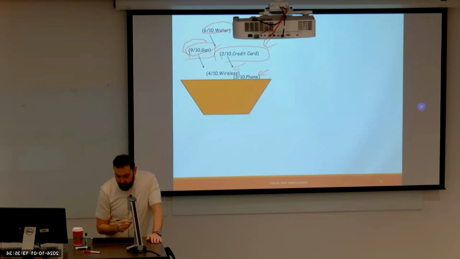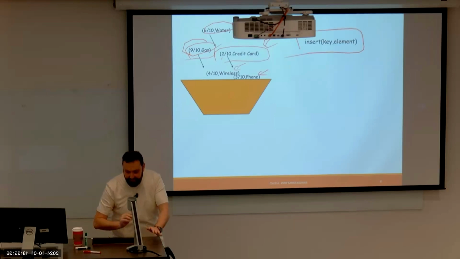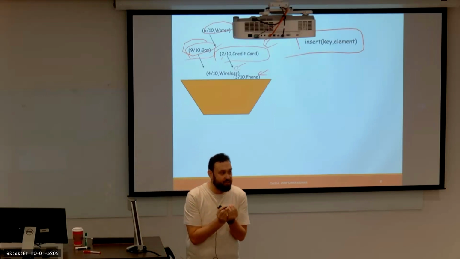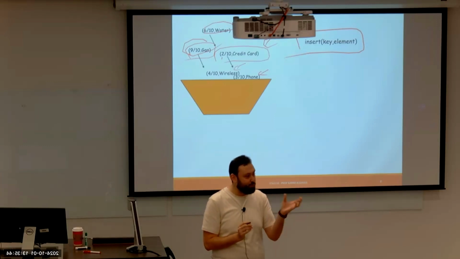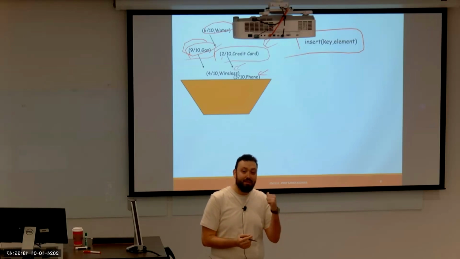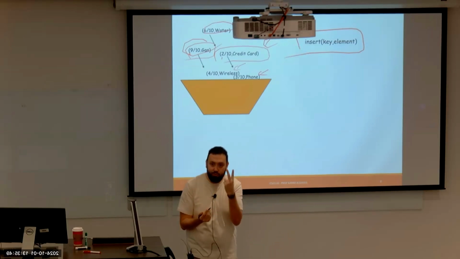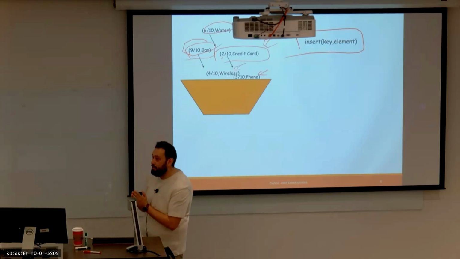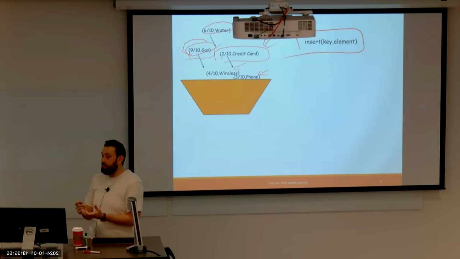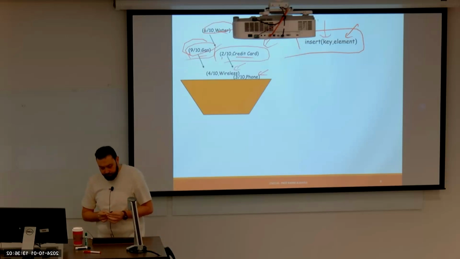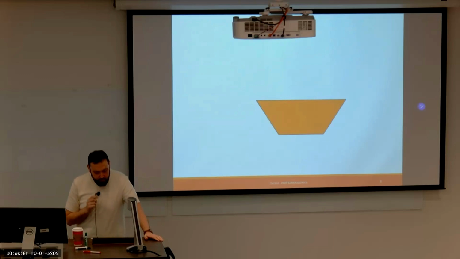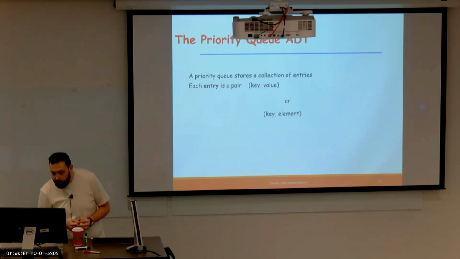Okay. So again, something very, very important. So far, all the data structures that we did only have one type of data, which is the element, right? It's either a number or whatever. Now, this is going to be the first time we're going to insert two things, a key and an element, correct? So a key and an element. The element is, for example, the credit card or the water or the gas. What is the key? It is the priority. Then you remove it based on the priority. Very good.